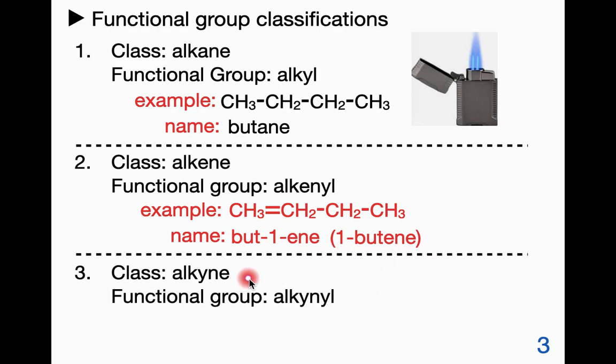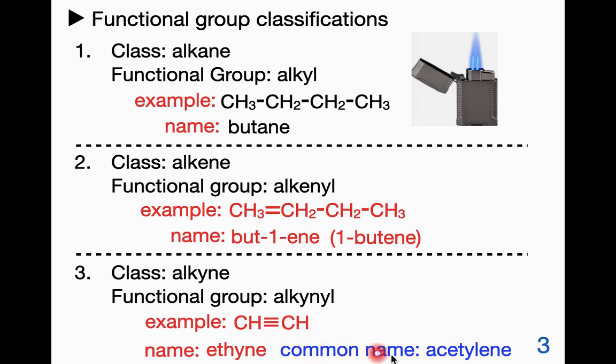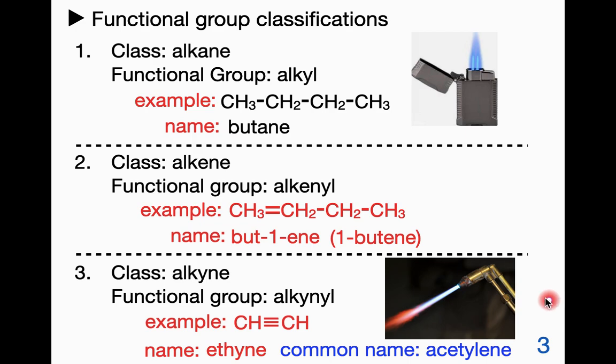And then an alkyne functional group, alkynyl. Example, and the alkynyl refers to the triple bond between 2 carbons. That's the functional group. And the name of this is ethyne. Ethyne has a common name of acetylene, and you might be familiar with welding acetylene torches. Acetylene gives off a very, very hot flame.